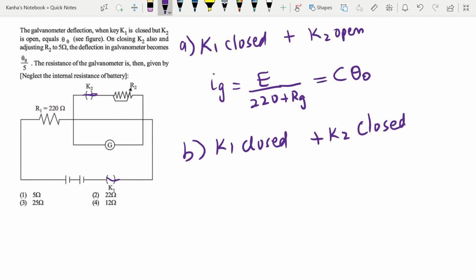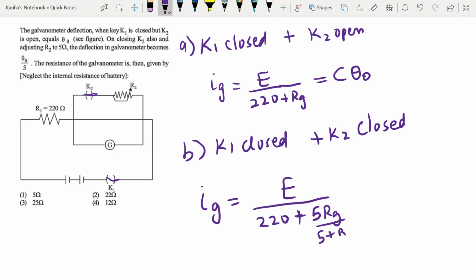Now when you close both of the keys, the current that will be flowing through the galvanometer will change. It will now become E by 220 plus the equivalent resistance of 5 and Rg, so it's 5 Rg by 5 plus Rg, because R2 is given to be 5 ohms.